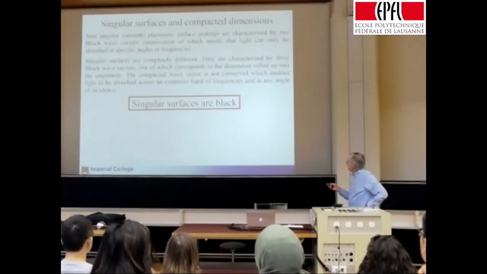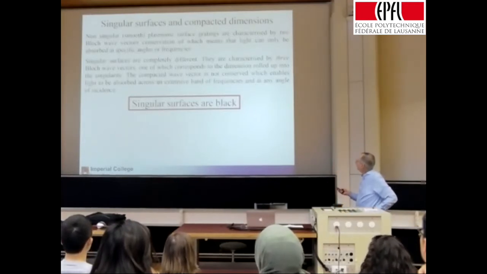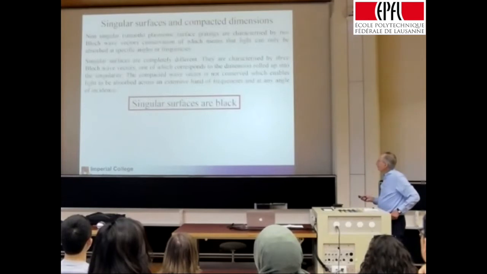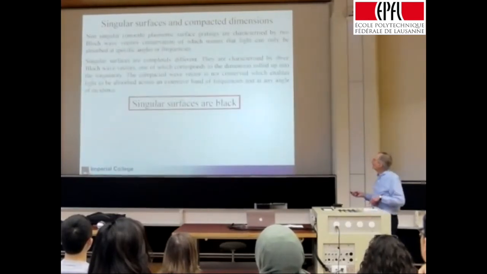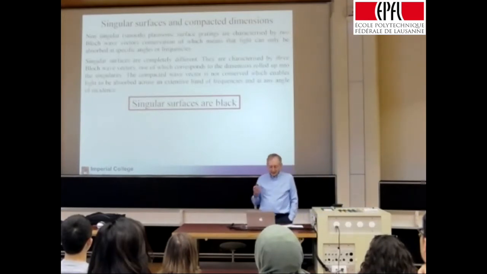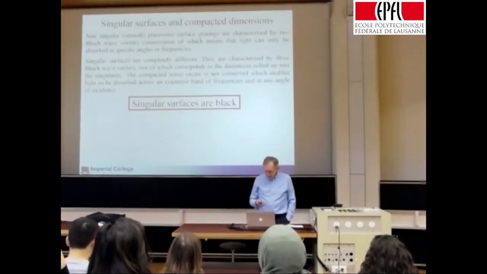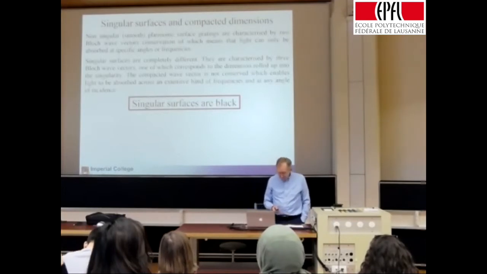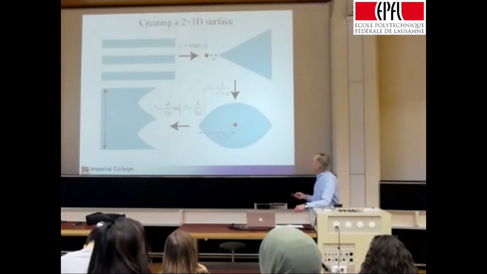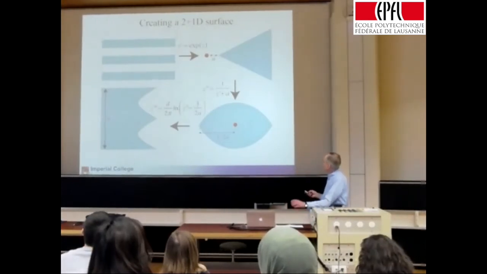But if you have a singular surface, they're completely different, and they're characterized by 3 Bloch wave vectors, one of which corresponds to a dimension rolled up into singularity, compacted, and is not conserved, and which enables light to be absorbed across an extensive band of frequencies. So singular surfaces are not colored, they're black. And I believe that's why colloidal silver is black. So very quickly, as I have only a few minutes, let me show you how I can do that with a transformation, a theory of transformation.